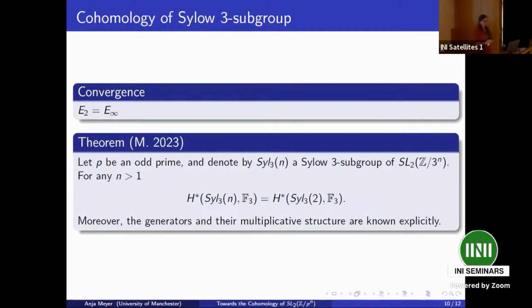Then for any n greater than 1, the cohomology is the same. The cohomology does not depend on the level that we are in. And this is quite an impressive result. I mean, not that I did impressive work, but that we have this stability result. This is awesome. And moreover, the generators and the multiplicative structure of the generators are known explicitly. There are 19 generators, which is why I didn't write them down. And the multiplicative structure is fun to find.